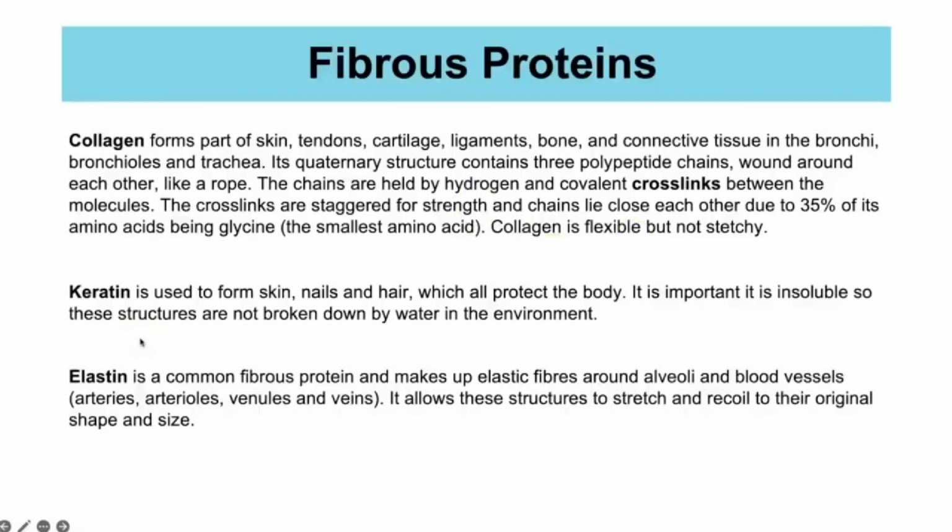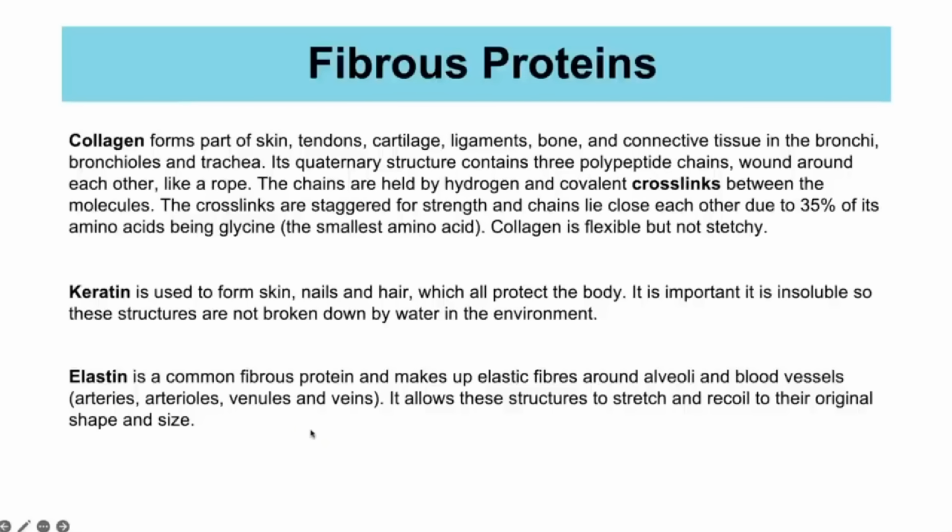Keratin is used to form hair, skin and nails, which all protect the body. It's important that it's insoluble, so these structures are not broken down by water in the environment. Elastin is our final example, and it's a common fibrous protein and makes up the elastic fibres around the alveoli and blood vessels, for example in the walls of the arteries, arterioles, venules and veins.